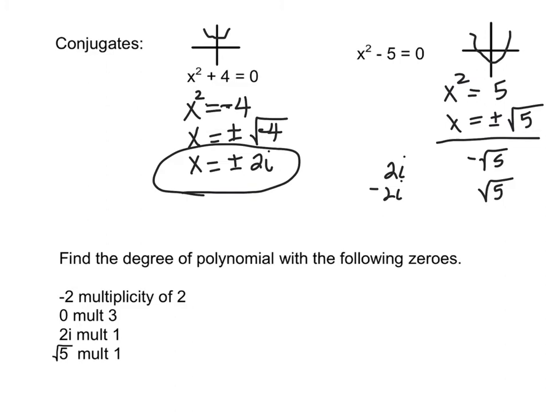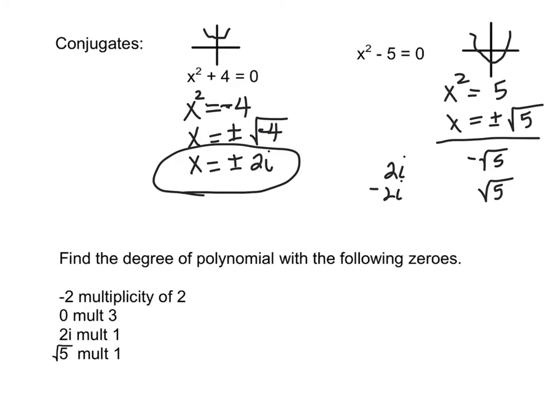So if you had a problem like the one below, where it says find the degree of polynomial with the following zeros, what we want to do is count up using multiplicity so that we can talk about what the degree is. For instance, x squared is a degree 2 polynomial. x to the third is a third degree polynomial. So it's whatever the highest power is for that polynomial.